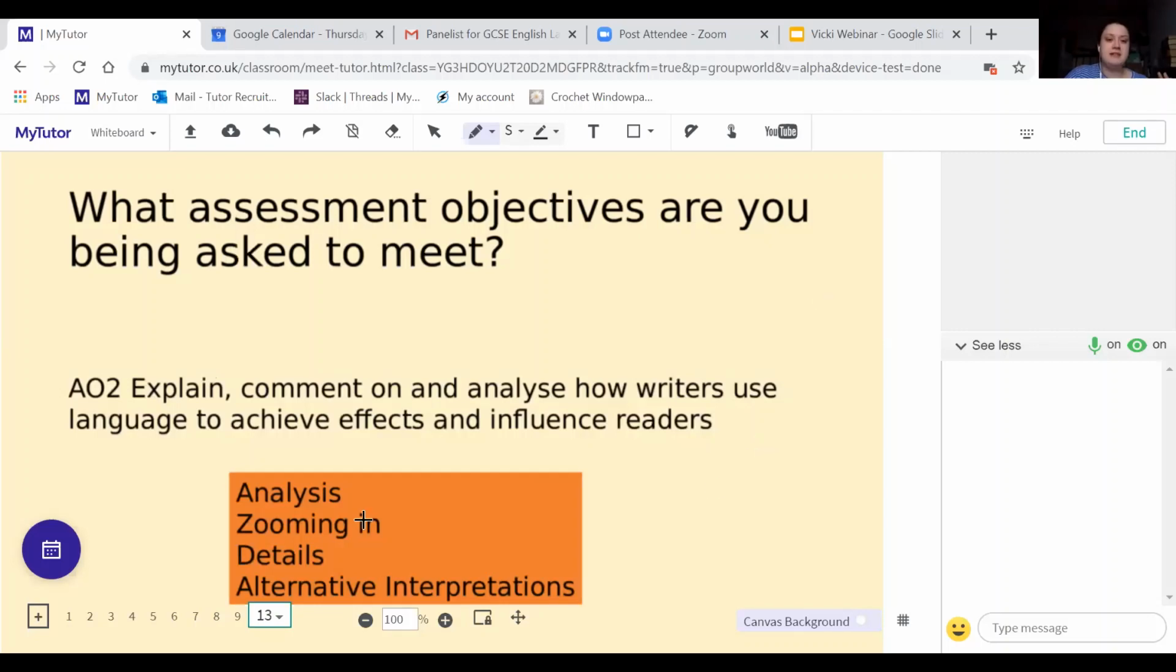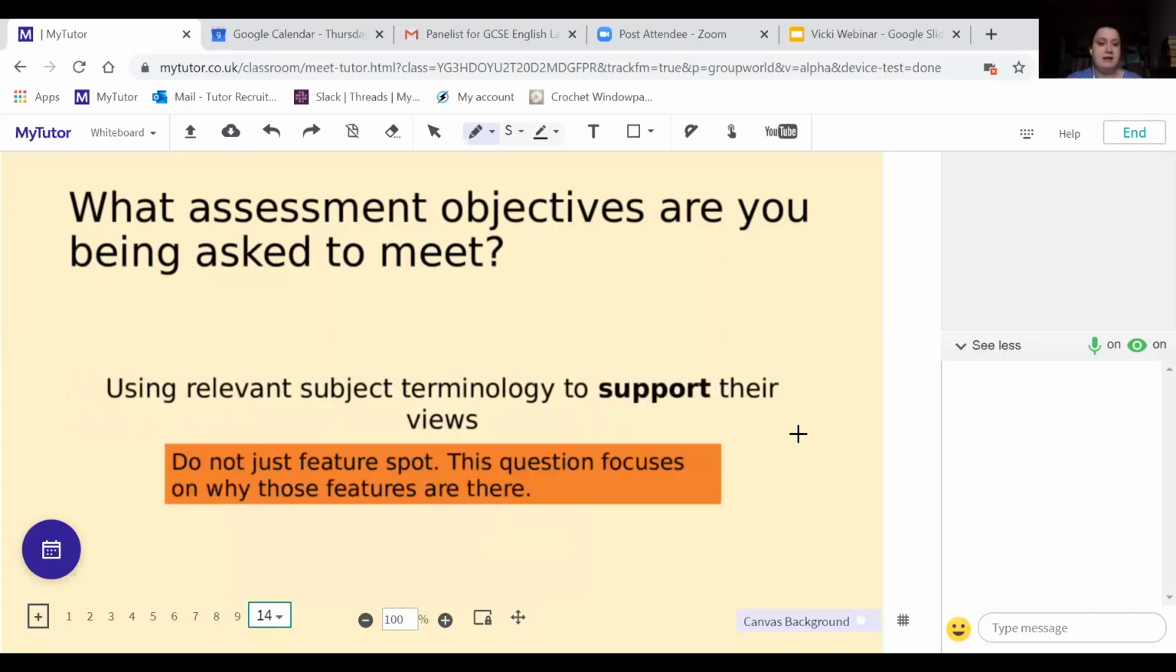So that's the first little section of your AO2. That's your explain, comment and analyse the effects achieved by the writer and influencing the reader. Always good to say, this makes the reader feel, or this might make the reader feel, or this makes me feel. That's fine as well. You can say that, that's not a problem. Now, using relevant subject terminology to support their views.